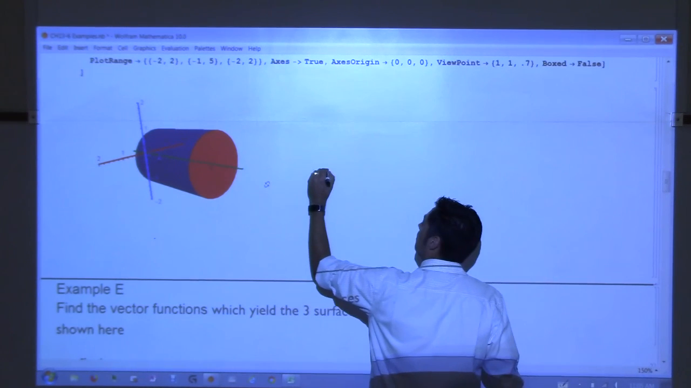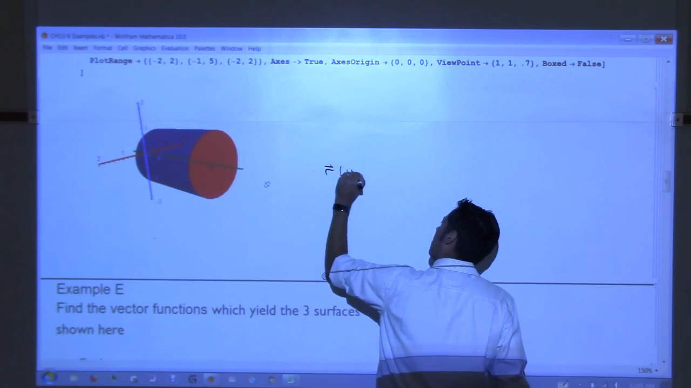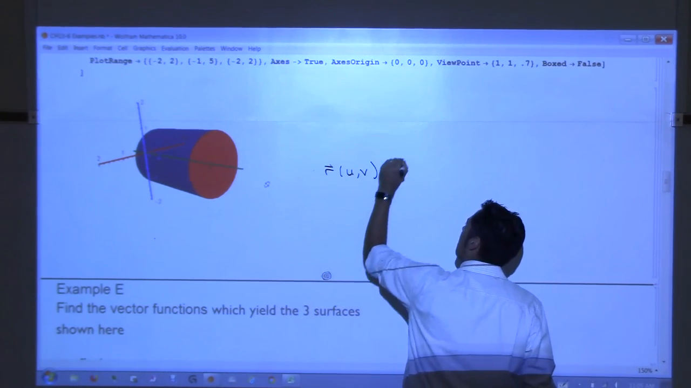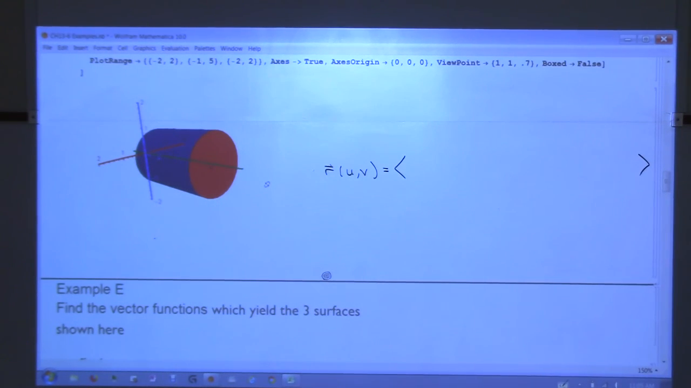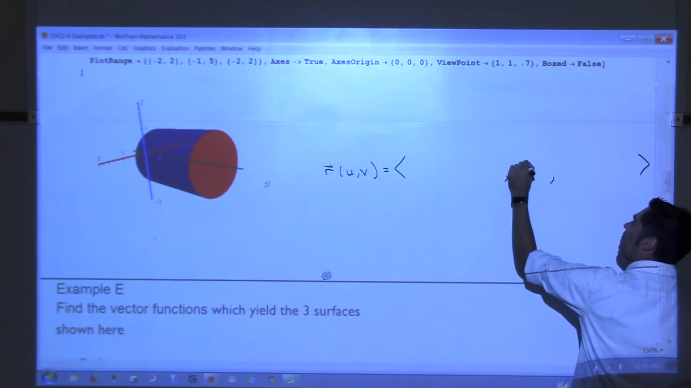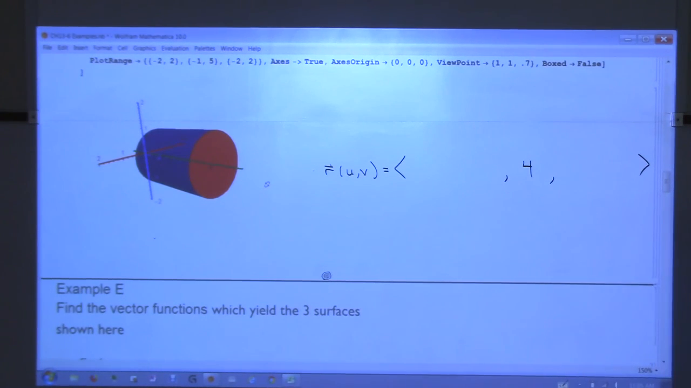So this time, what's the main difference in this one compared to the other ones? The y is fixed, right? The y is fixed. It's always 4. So I know that right away. I can fix this at 4. It's never going to change.